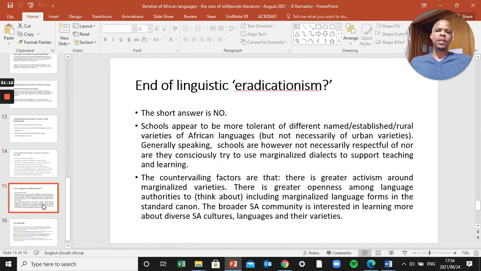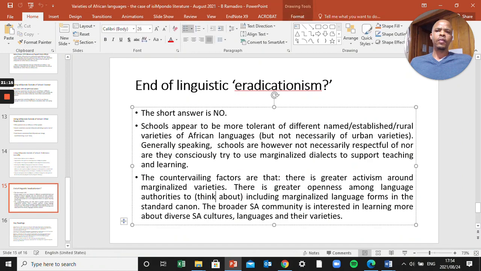And I suppose, to conclude, are we seeing the end of linguistic eradicationism in relation to minority or non-standard varieties of African languages? I think the short answer appears to be no. The other general observation we can make is that schools appear to be more tolerant of named, established, essentially rural varieties of African languages.